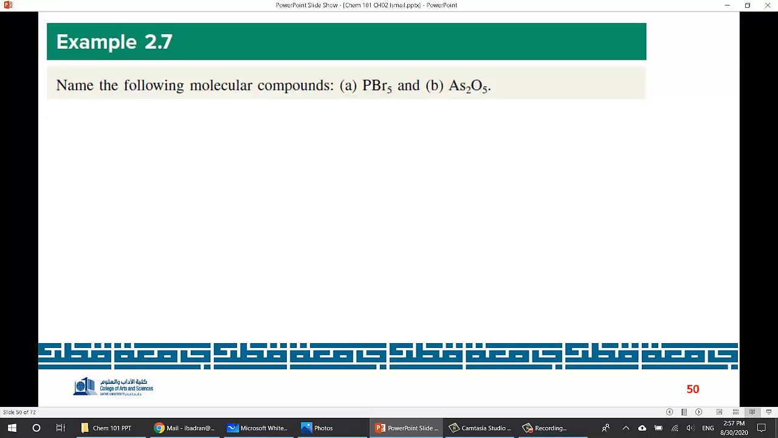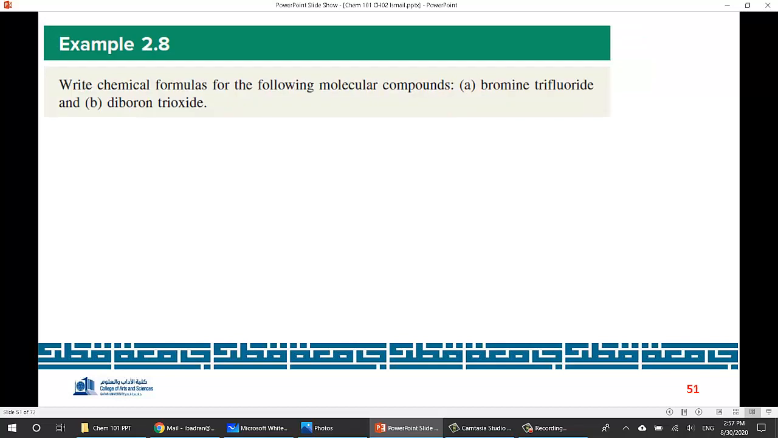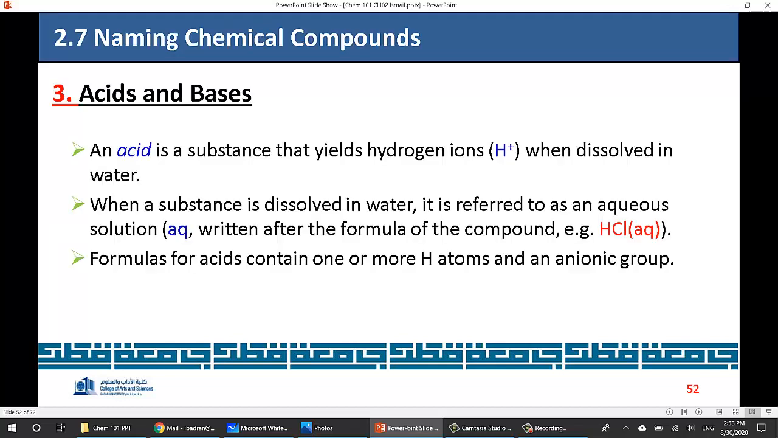So anyway, I have to stop here. We can discuss this in the lecture, but next time, inshallah, we'll continue our discussion with acids and bases, and we'll finish this chapter too, inshallah.